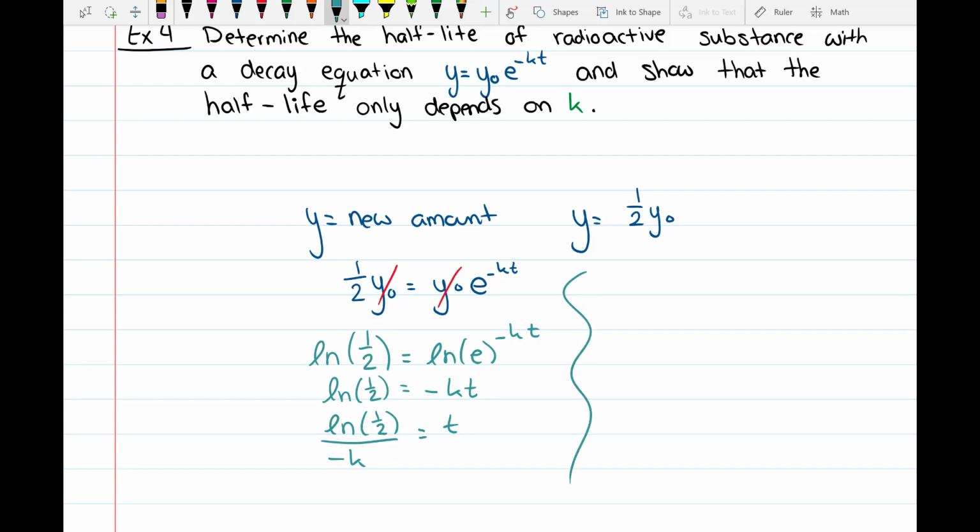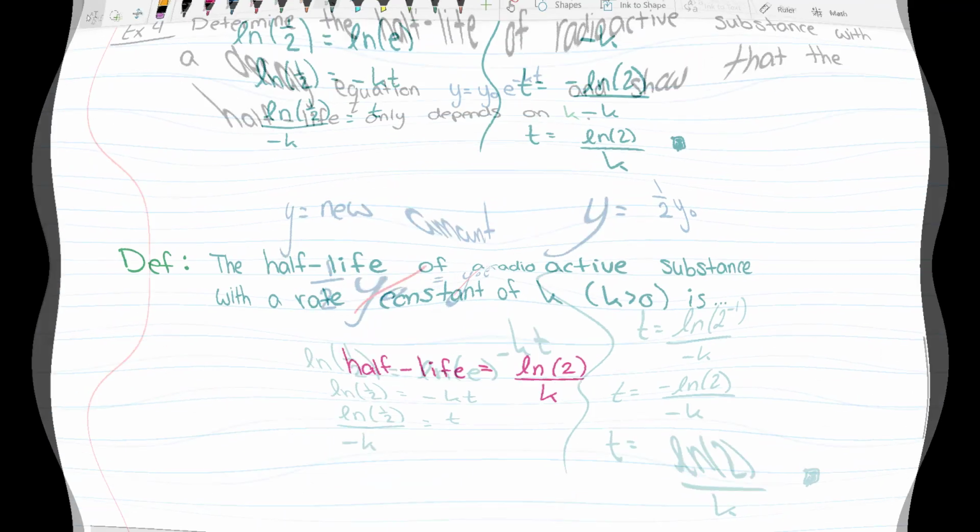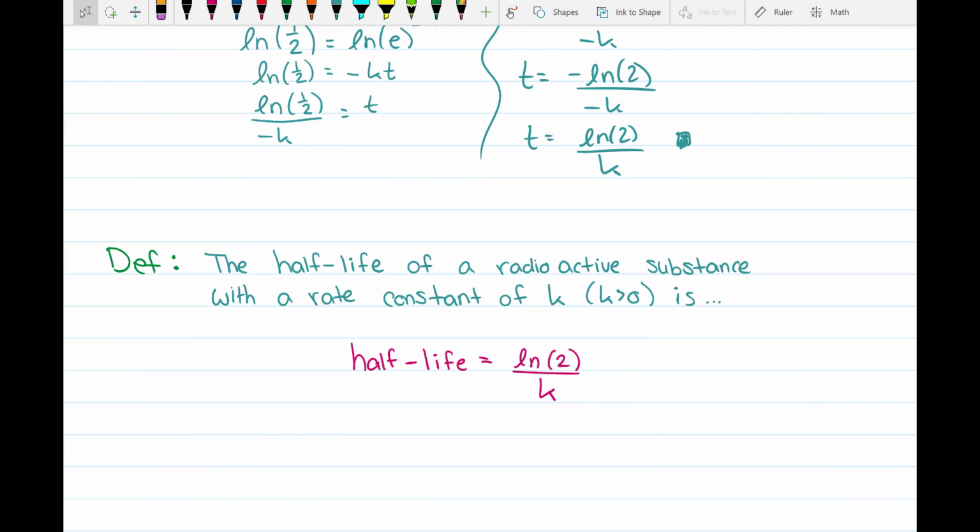Now all we're going to do is make this a little prettier by rewriting it a couple times. So this is ln of 2 to the negative 1 divided by negative k. So t is equal to negative ln of 2 divided by negative k. So t is equal to ln of 2 over k. So this is a nice little friendly proof that should be pretty easy to replicate. So the definition of a half-life is ln of 2 divided by k.